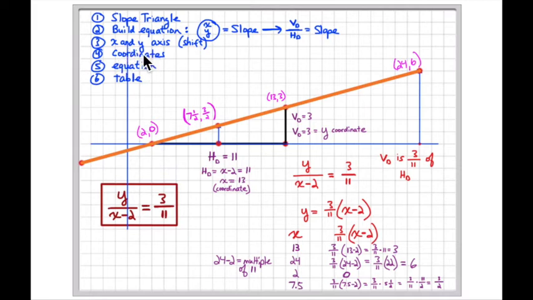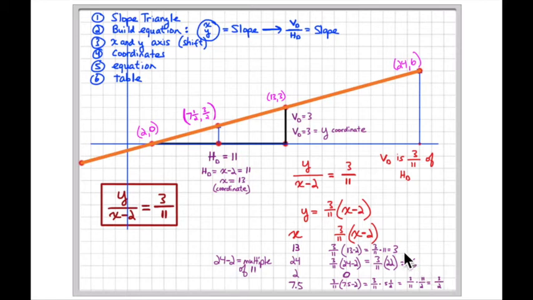So how do you find the coordinates? The equation they give you, and also we're going to build some values in the table. So this is the table down here. So these are the x values: 13, 24, 2, 7.5. And these are the y values that you get from these x values: 3, 6, 0, and 3/2.